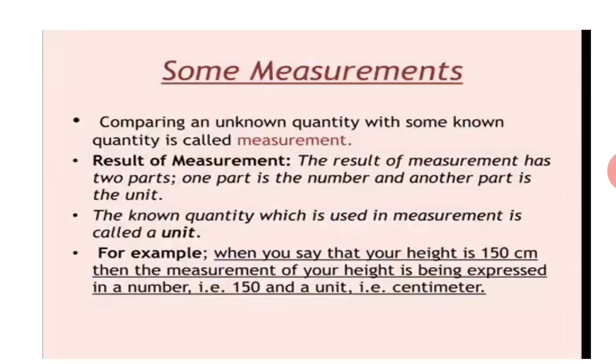Comparing an unknown quantity with some known quantity is called measurement. The result of measurement has two parts. One part is the number and the other part is the unit. The known quantity which is used in measurement is called a unit. For example, when you say that your height is 150 centimeters, the measurement of your height is expressed as a number, that is 150, and a unit, that is centimeter.